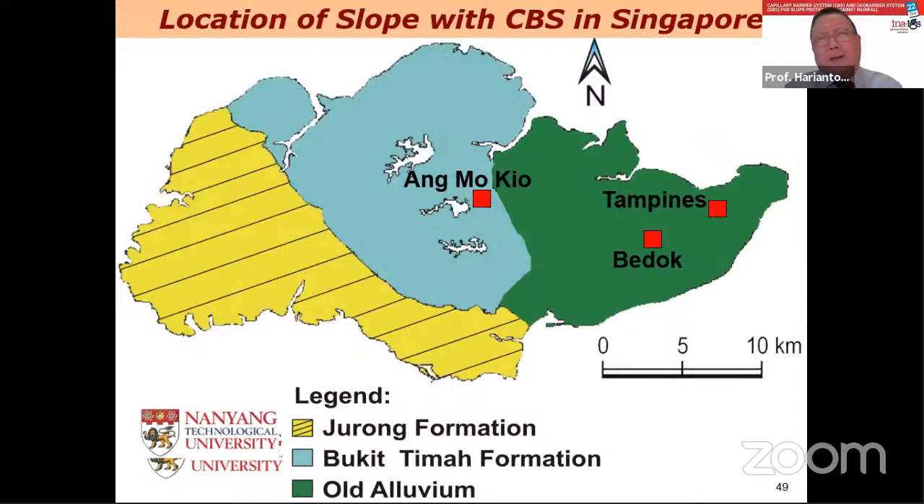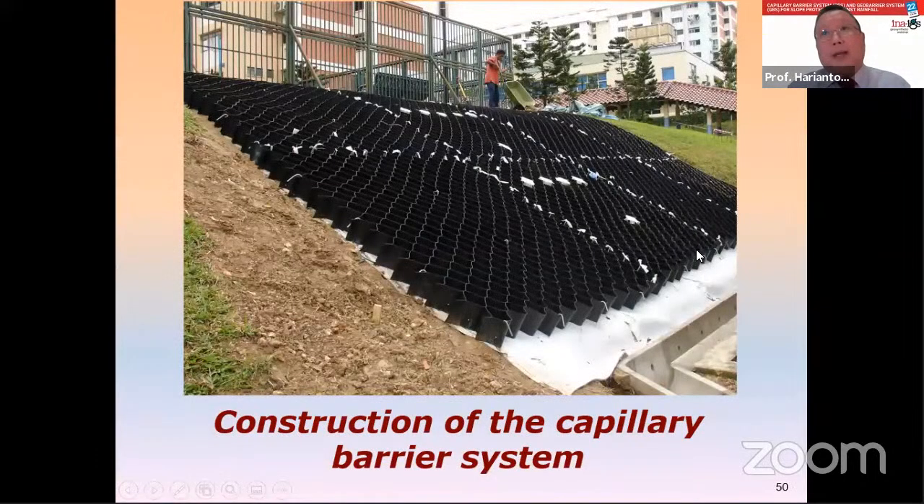You know, in Singapore, it's very difficult to get aggregate, for example, gravel. Can we replace it using recycled material, like recycled concrete, right? So that's the idea behind this. So let me go through. This is at Bedok, near the bus stop. We have problems with slope failures around here, right? So that's the way we set up the fine grain and coarse grain layer.